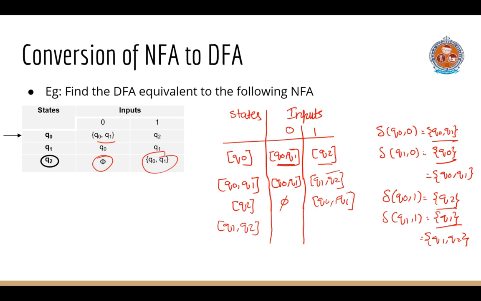So in {Q1, Q2}, apply 0 and 1. Delta of Q1 comma 0 is equal to Q0. Delta of Q2 comma 0 is equal to phi. Union these two results, that is Q0.